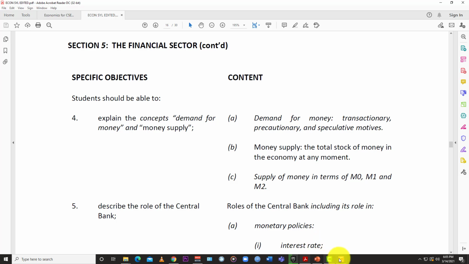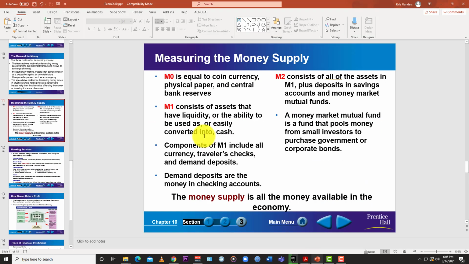So M0 is all the currency, the coins and the paper, and also the central bank reserves, which is all the coin and currency that the central bank has in reserve. It's the physical paper, the physical coin, and the central bank reserves, all the actual money itself, the ones that have been minted. That's M0. Then we have M1.